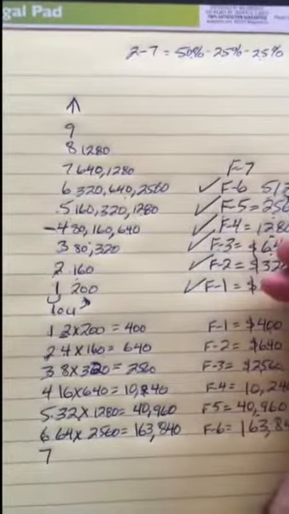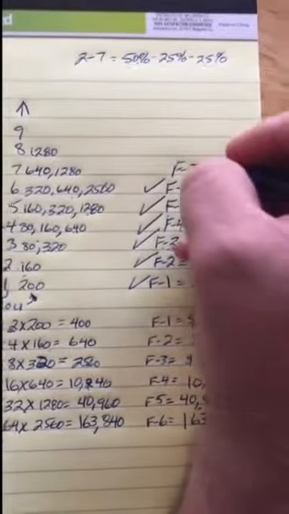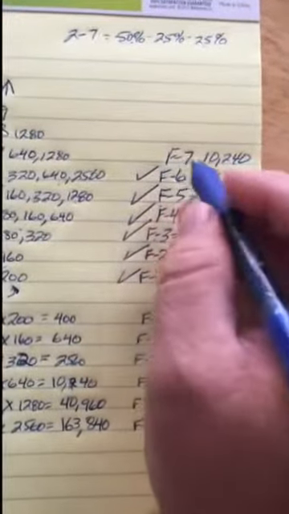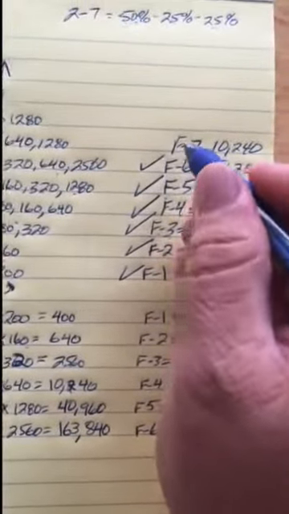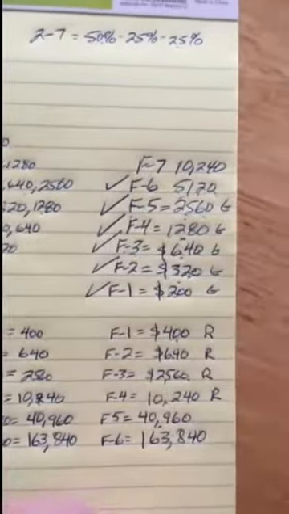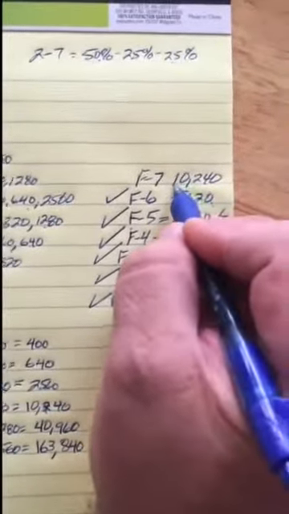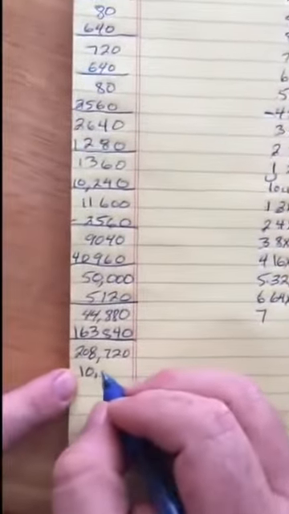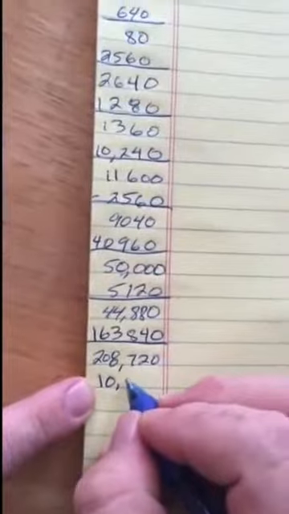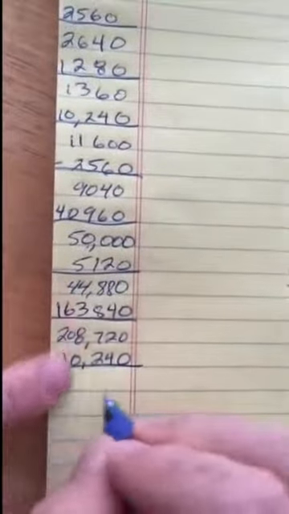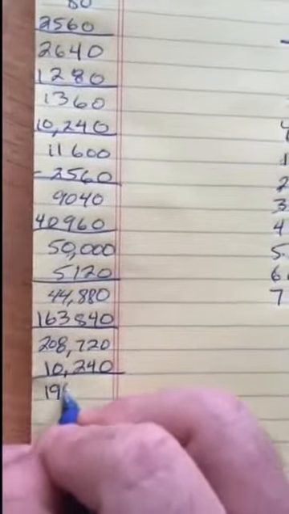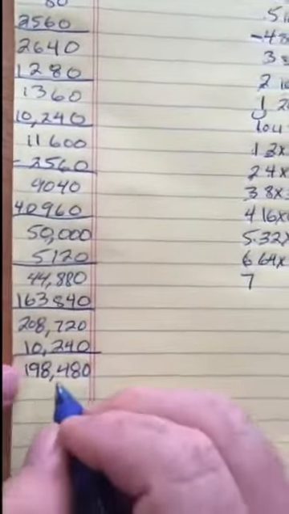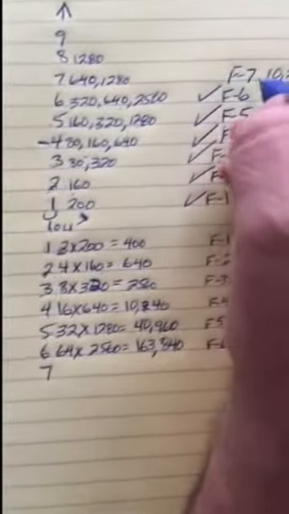Floor 7 is, again, double the steps. 5120 is $10,240 that we have to fund 3 different project managers on the floors above us in order to receive on our floor 7. So we're going to take the $10,240, subtract that from our project fund, right over here, 10,240. That leaves us 198,480 in our project fund after we have funded floor 7.